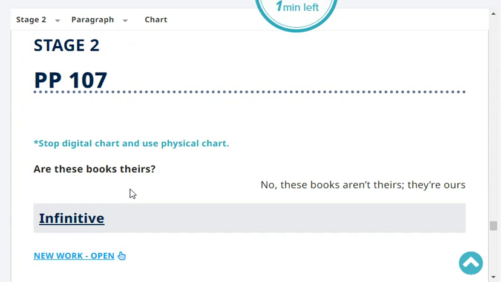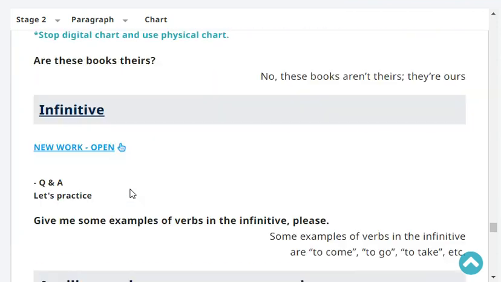Are these books theirs? No, those books aren't theirs. They're ours.